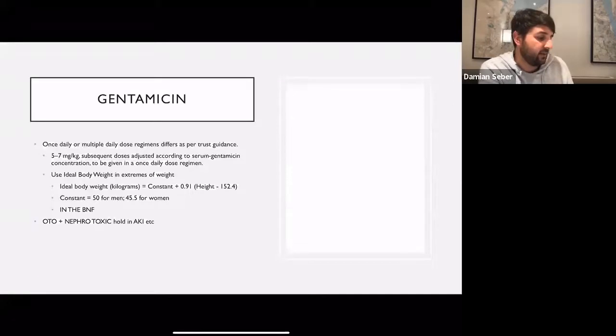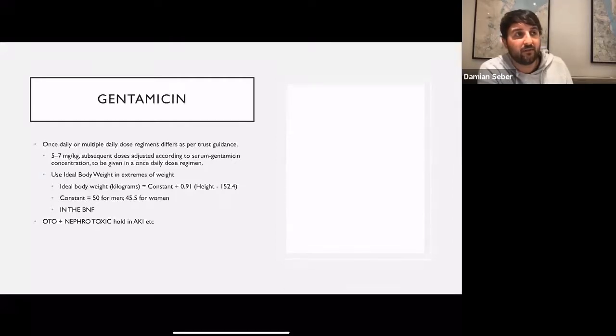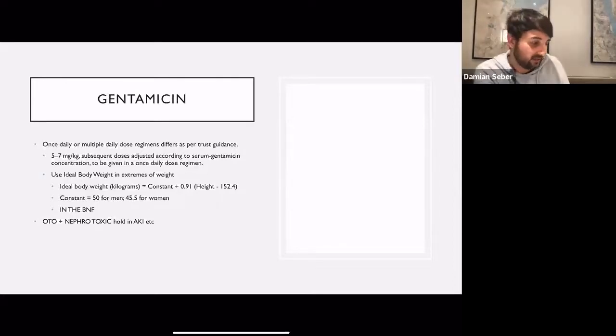Also, gentamicin is oto- and nephrotoxic. So if they've got AKI or something, you definitely want to hold this drug and switch it out for an alternative. You'd usually just stop it, really.